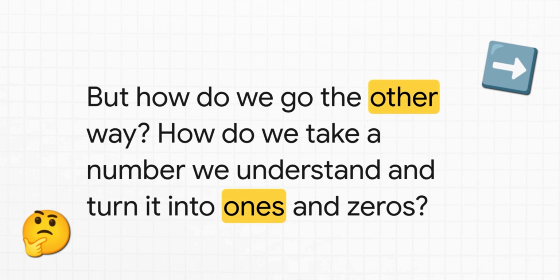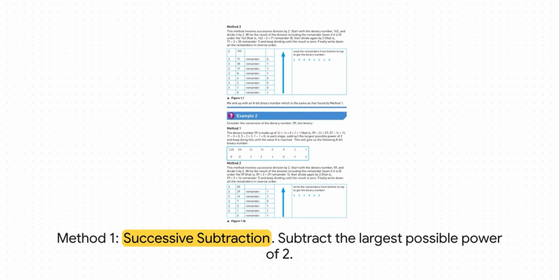But what about writing it? How do we take a number that we understand, like say 142, and translate it into the ones and zeros a computer can actually process? Well, there are 2 really great ways to do it. The first one is kind of the intuitive way.